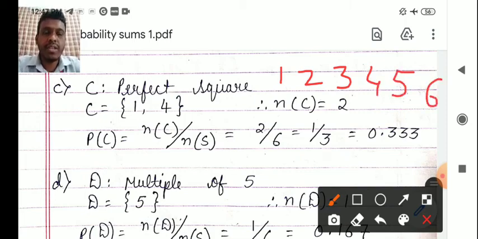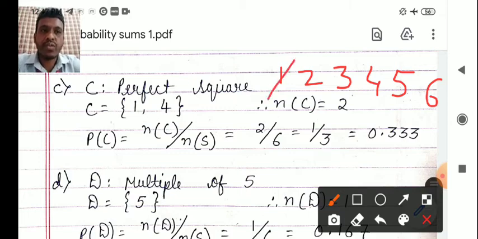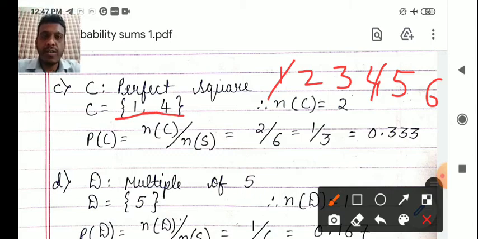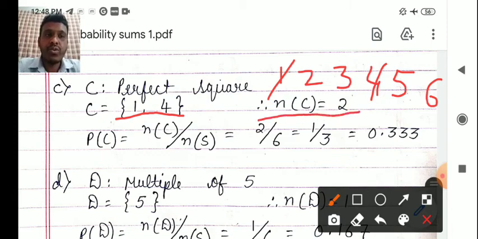So out of these numbers, 1 is a perfect square, 2 is not a perfect square, 3 is not a perfect square, 4 is a perfect square. So only these two numbers are perfect squares. They will fall in set C. Set C comprises two numbers which are perfect squares, so they are 1 and 4. Okay, so n of C is equal to 2.